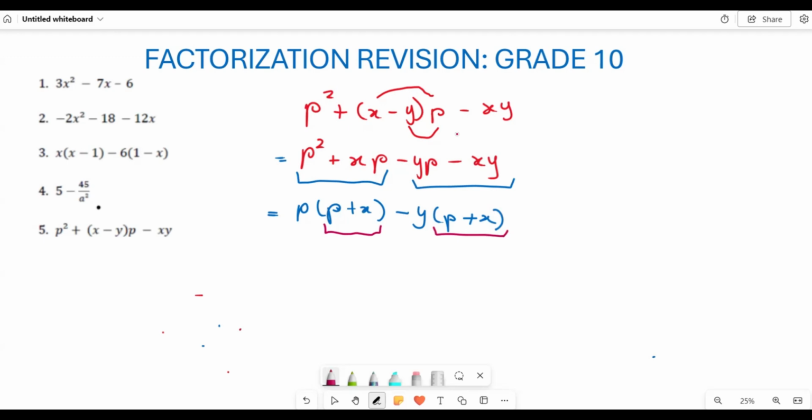So if I take out p plus x as a common factor, what am I going to be remaining with here? I am only going to remain with p over this side, subtract my y, which is what I remain with in this particular question. I am hoping that we have a little bit of an understanding of how we can solve this type of question, right?